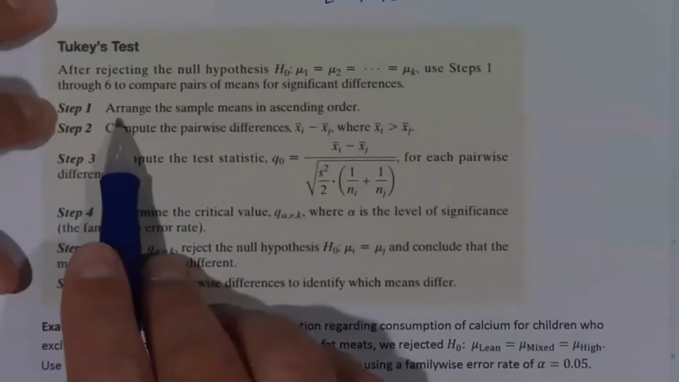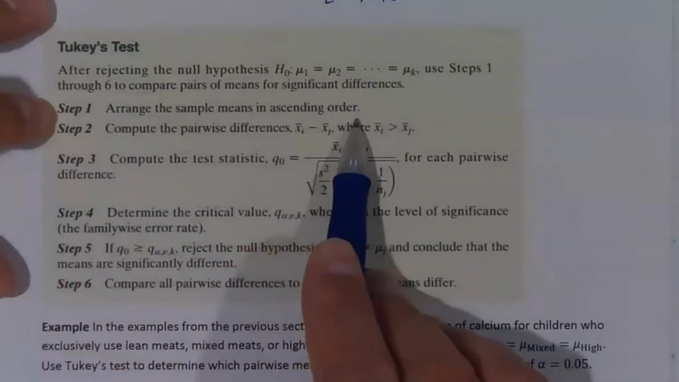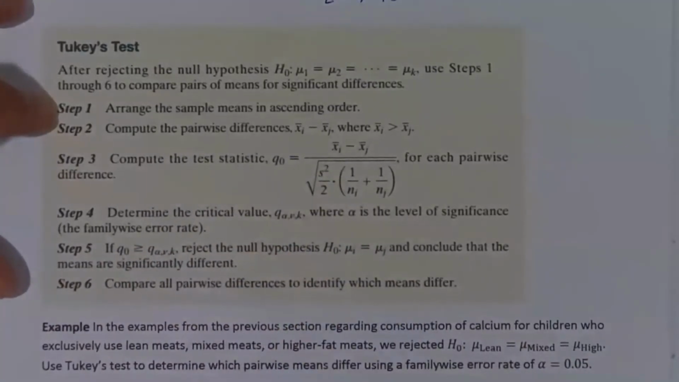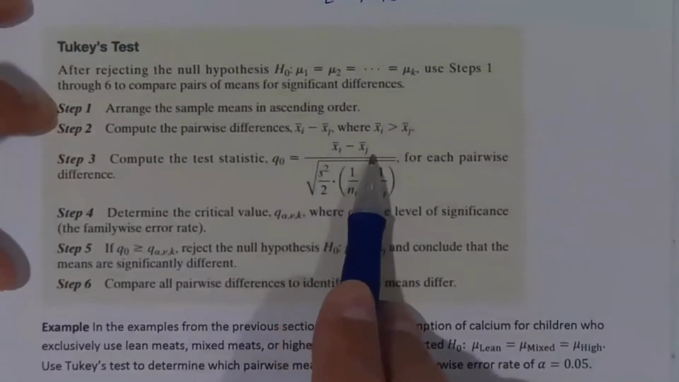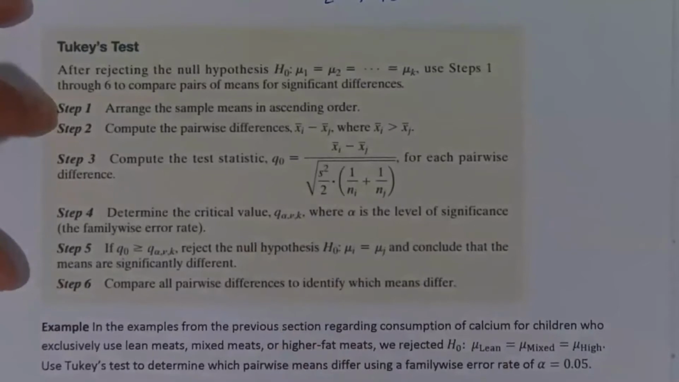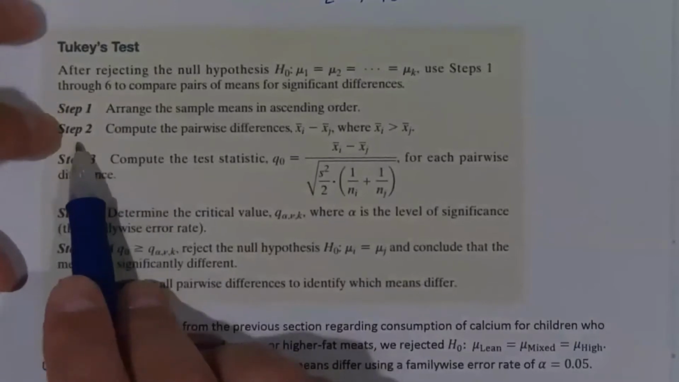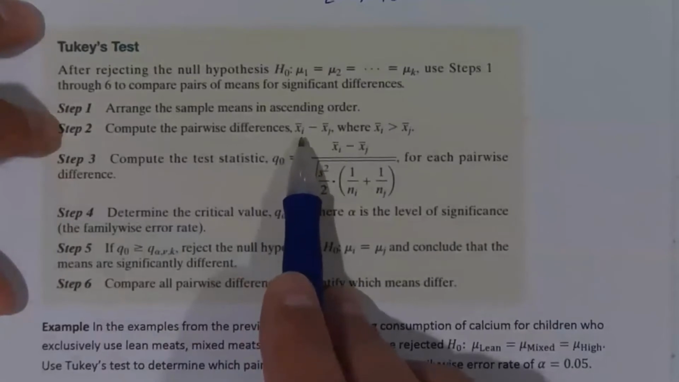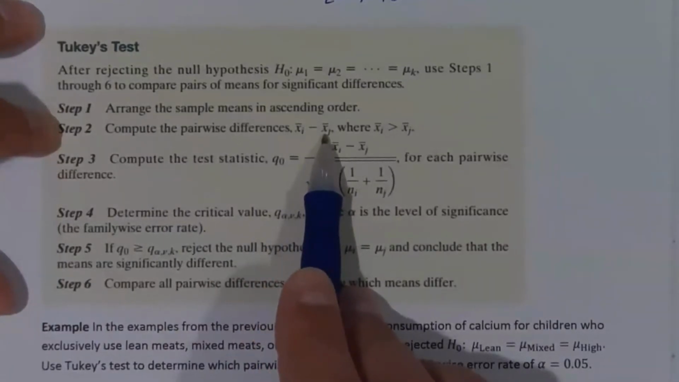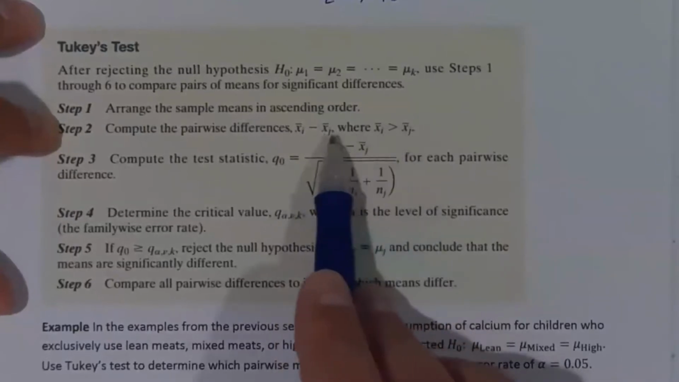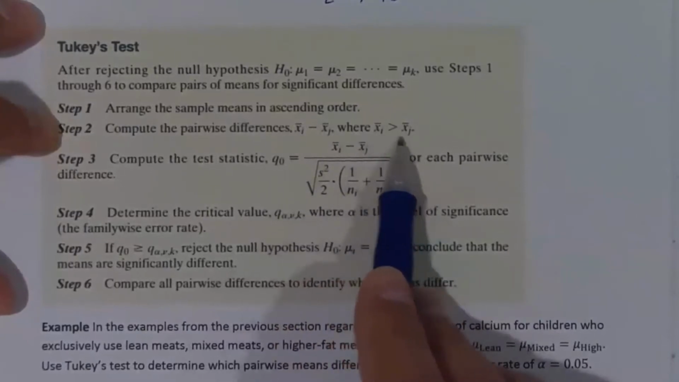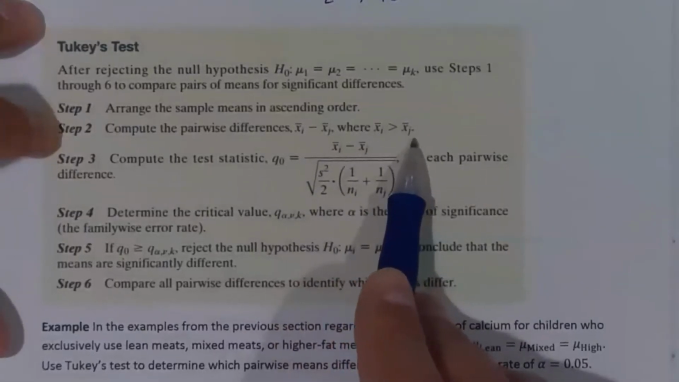So step 1, we're going to arrange the sample means in ascending order. Now, the reason why we're doing that is because, remember, when we subtract, we want to have the larger X bar in front and the smaller X bar in back. So we are just arranging them in order so that we don't accidentally subtract them in the wrong order. Step 2, compute the pairwise differences. So for each pair of means, we're going to take the larger mean minus the smaller mean and figure out what that difference is. So again, this is denoted as X bar I minus X bar J, where X bar I is the bigger of the two. So X bar I is bigger than X bar J.